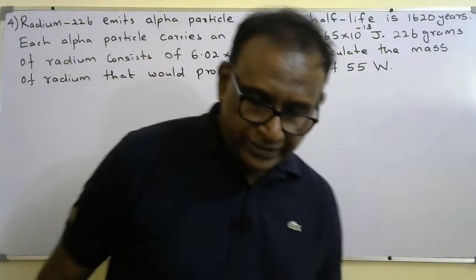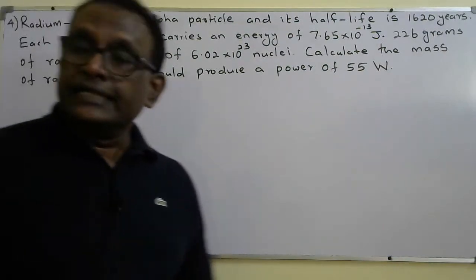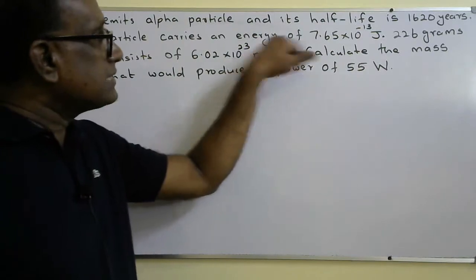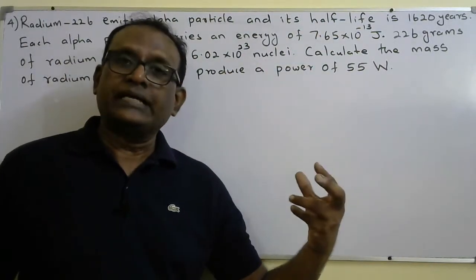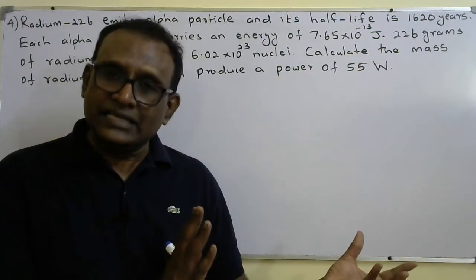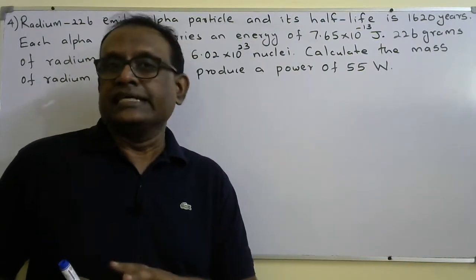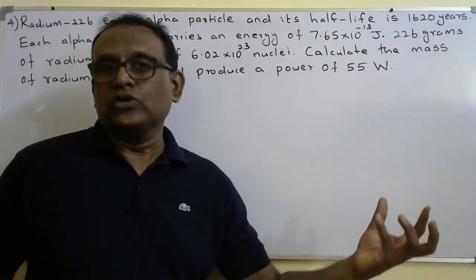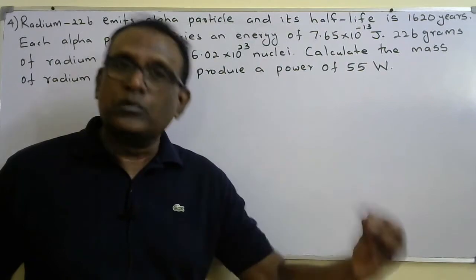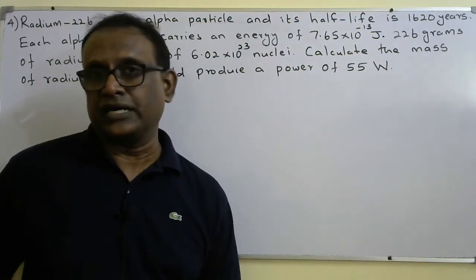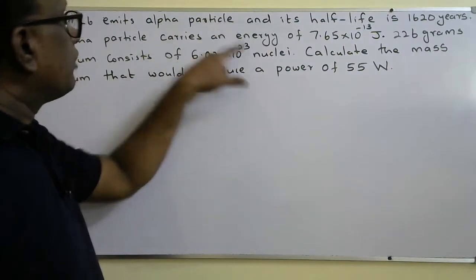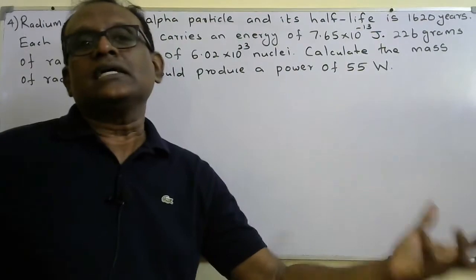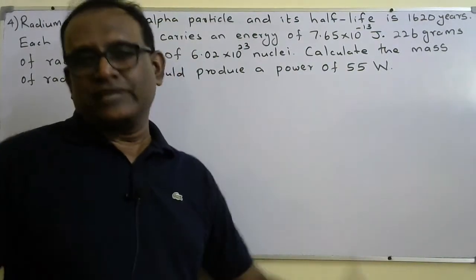So I gave an equation: power equals activity times energy per decay. Energy per decay is given. What is given here is the kinetic energy of the alpha particles, which will be almost equal to the energy released per decay because most of the energy will be carried by the alpha particles. The energy of the daughter nucleus will be much smaller because its mass is much higher than the mass of the alpha. So I can take the energy of the alpha particle, given as 7.65 times 10 to the minus 13 joule, as the total energy release. It's a very close value.